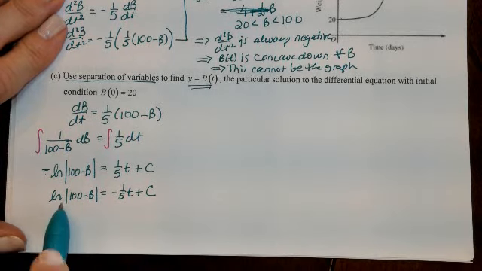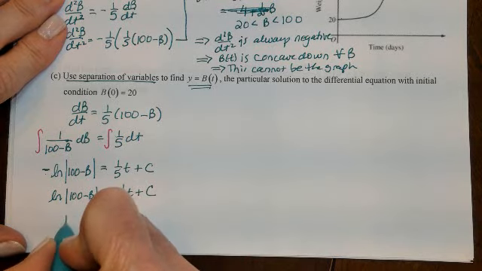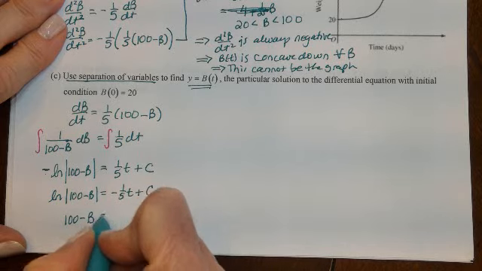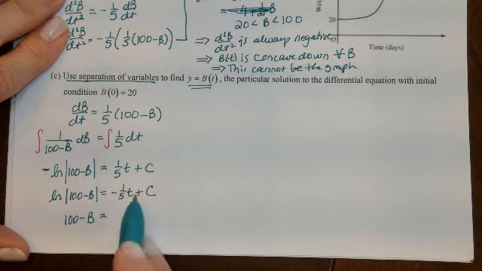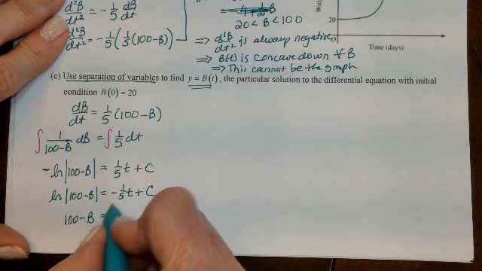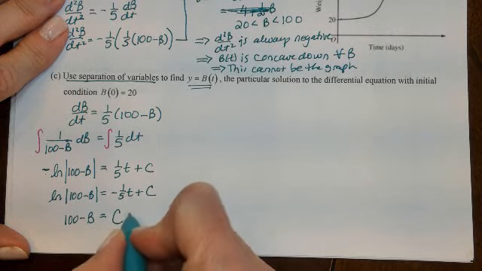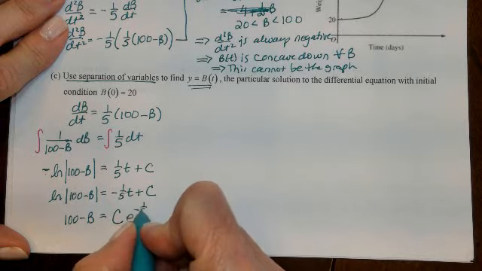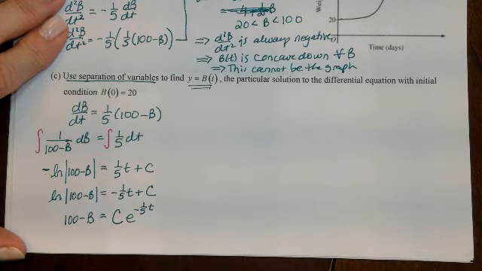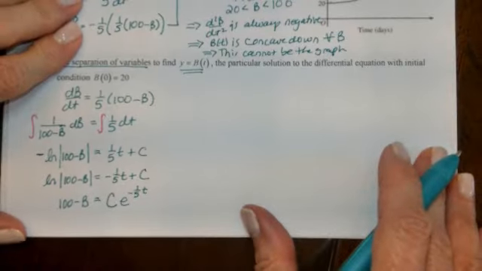And now I'm taking e to both sides. And when you take e to both sides, you can lose that absolute value because the value of this constant is going to determine the positive or the negativeness of it. So this is going to be e to that exponent, which will be another constant, e to the -1/5 t. And if you do not remember why that works, ask me in tutoring. Okay?